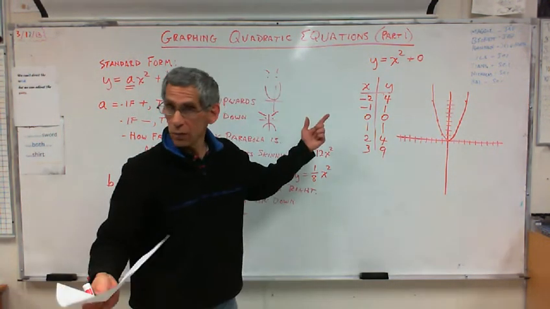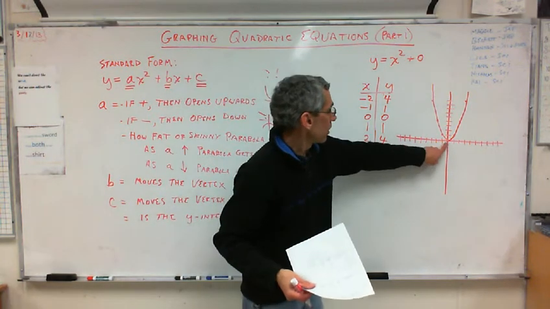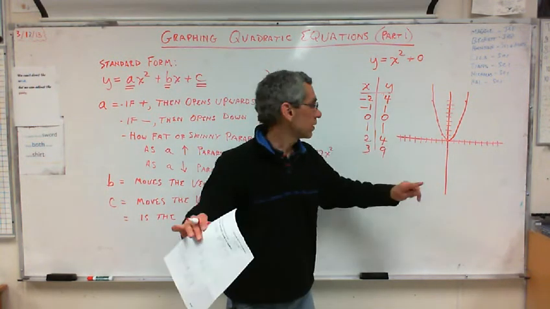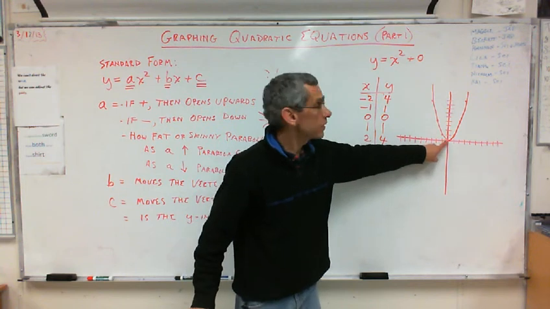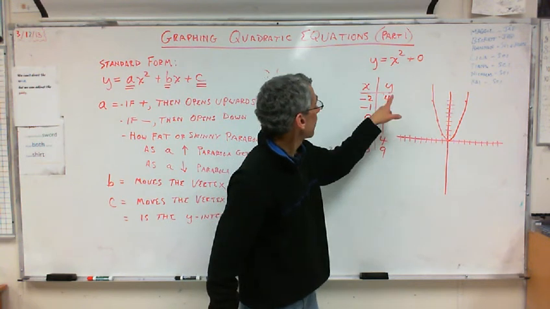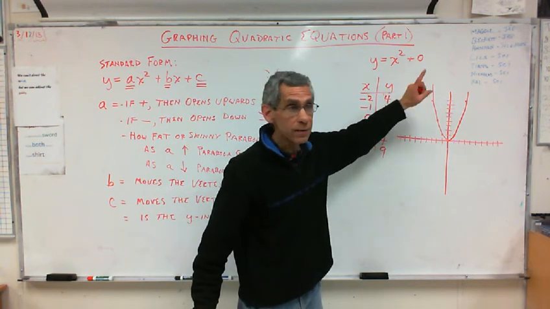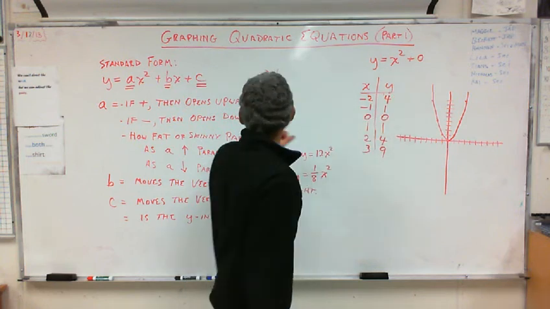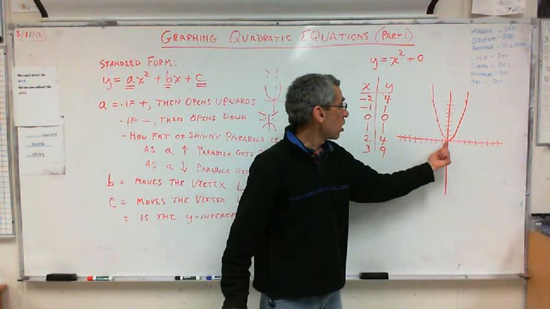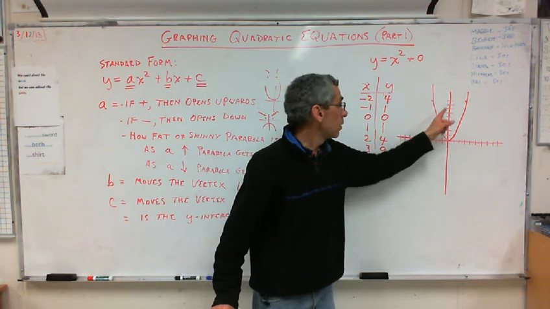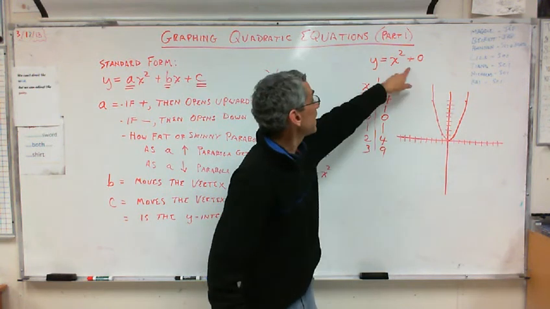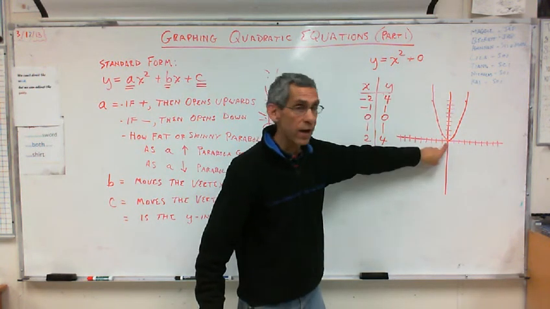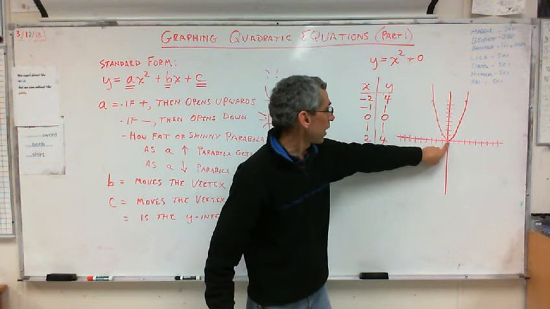So you're right. Guys, listen. You got to do this fast. Watch. So my vertex, as long as there's no B, right? The B is also 0. It's 0x. As long as B is 0, my vertex is always going to be on the y-axis. And the C tells me where on the y-axis. If that's 0, I go to 0.